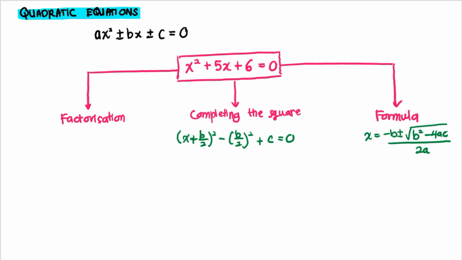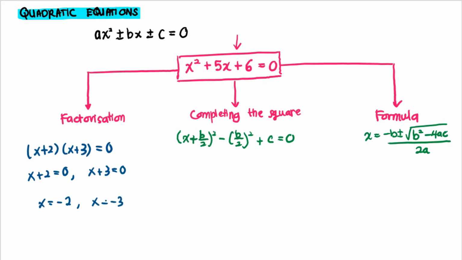All right, if we try to factorize this equation on the left side, we'll have, let me use the blue color here, (x plus 2)(x plus 3) equal to 0. Therefore, x plus 2 equal to 0 and x plus 3 equal to 0. Then x equal to negative 2, and this one will become x equal to negative 3. So we have two roots here, two answers for x.